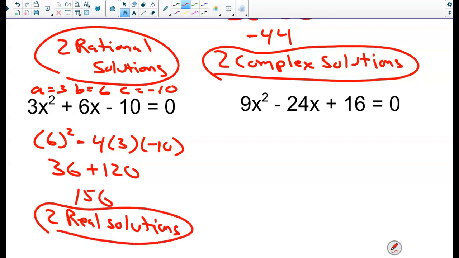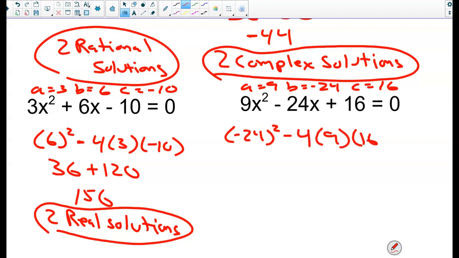And finally, my A is 9, my B is negative 24, and my C is 16. Negative 24 squared minus 4 times 9 times 16. All right. Negative 24 squared is 576. And then 4 times 9 times 16 is 576. And this is 0, which means my answer is one real solution.